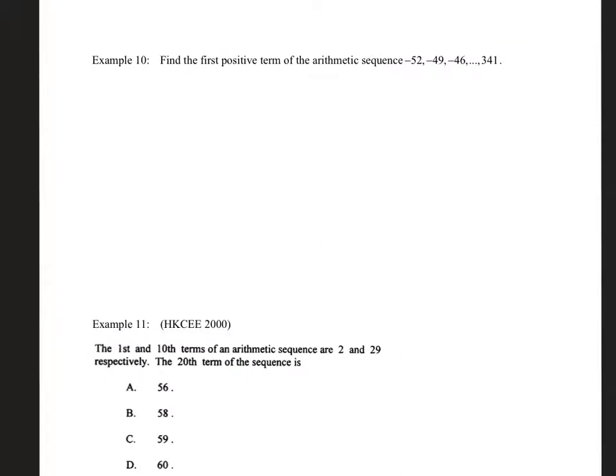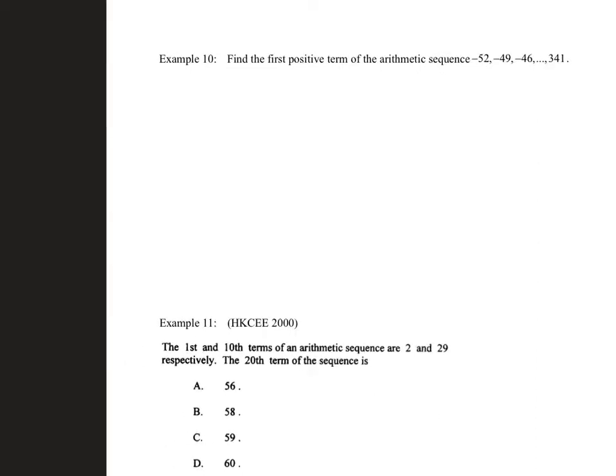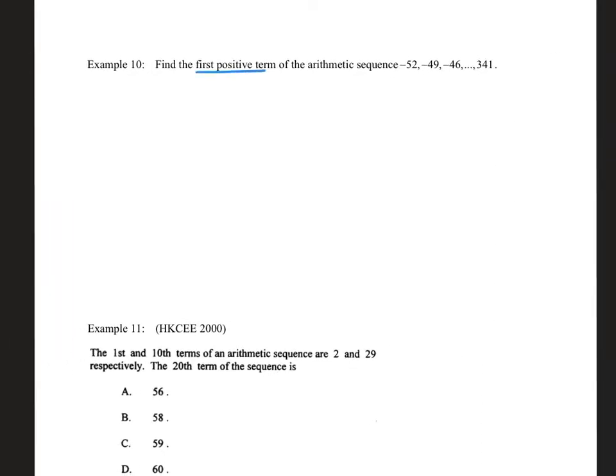Another question I would like to read with you would be example 10, where you are asked to find the first positive term of the sequence, more accurately, an arithmetic sequence. Of course, some of you are smart enough to write down the numbers one by one, because you have minus 52, minus 49, so you are adding 3 every time. So the next numbers continuously will be minus 43, minus 40, minus 37, and onward, until the first number which is positive, then that's your answer.